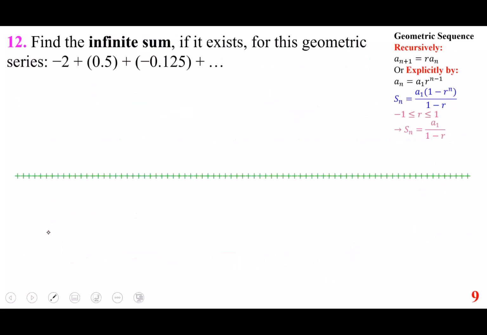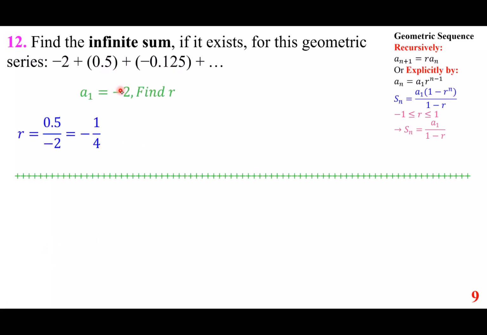Find the infinite sum, if it exists, for this geometric series. To do that, first and foremost, if it's a geometric series, we need to know the first term. A sub 1 is negative 2. We need to know the ratio. And by the way, sometimes they just call it A instead of A sub 1. You divide 0.5 by negative 2. You also divide negative 0.125 by 0.5 to make sure it's correct. When you do that, you find R to be negative 1/4.